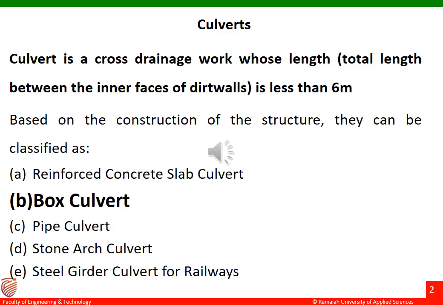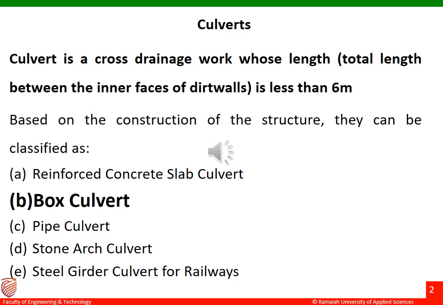As you all know, a culvert is a cross drainage work whose length is less than 6 meters. So that kind of structure we call a culvert. The purpose of the culvert is not limited to cross drainage work. You might have observed the underpasses which lie below roads or railway lines. Those structures are also made with a type of structure called culverts, whose span is limited to 6 meters.